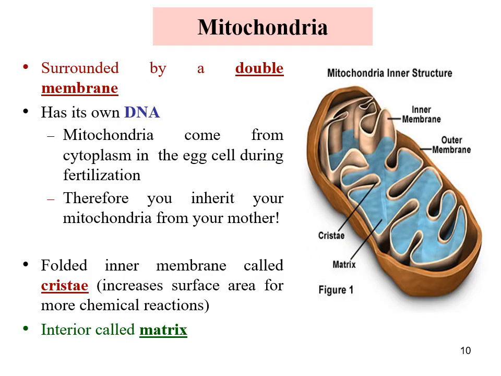Mitochondria are surrounded by a double membrane and remarkably, have their own DNA. This is because mitochondria come from the cytoplasm in the egg cell during fertilization, meaning you inherit your mitochondria from your mother. The inner membrane of the mitochondrion is folded into structures called cristae, which increase the surface area for more chemical reactions. The interior of the mitochondrion is called the matrix.